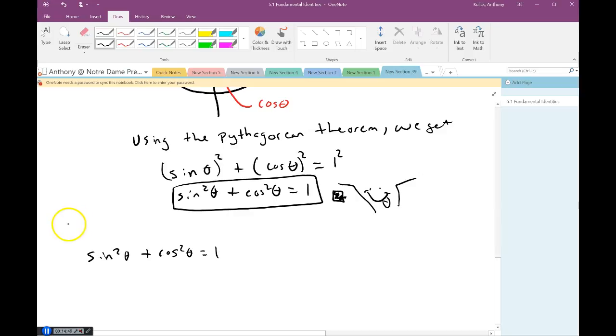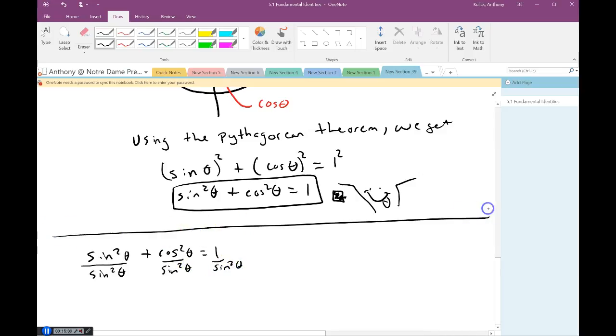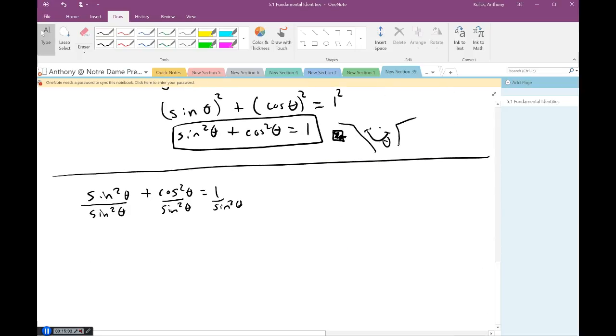Okay, so if we start with this, I'm going to divide both sides of this equation by sine squared. We're coming up with a new identity. So we're just going to start with one that we know and manipulate it to get a new identity. There are three things we have the choice to divide by: sine squared, cosine squared, and 1. Well, it's silly to divide by 1. You're not really doing anything.